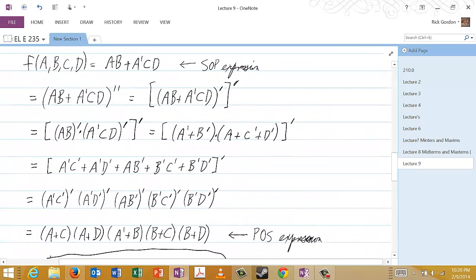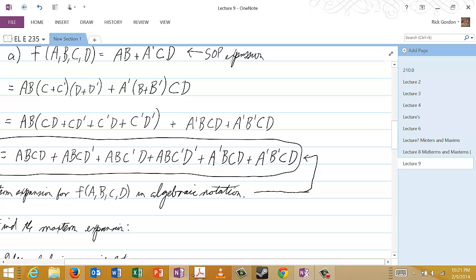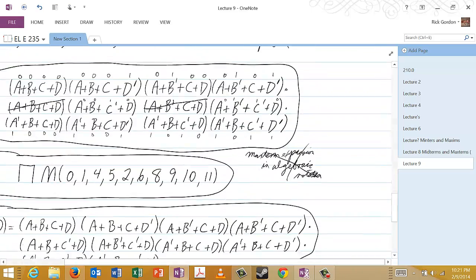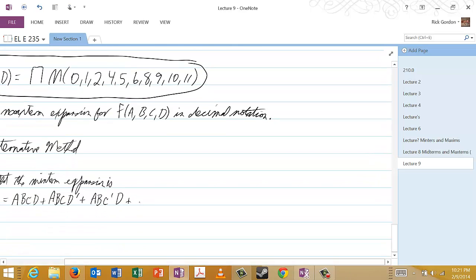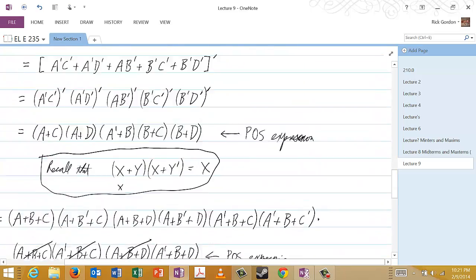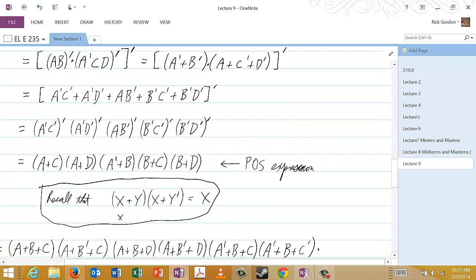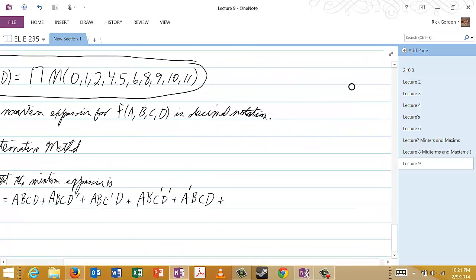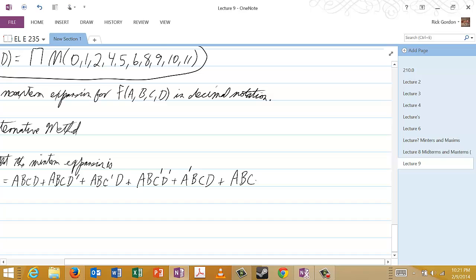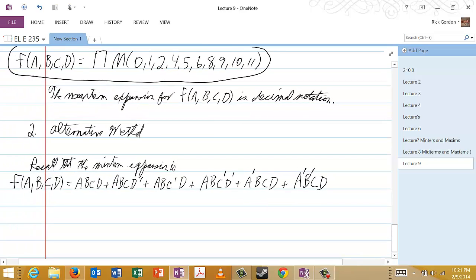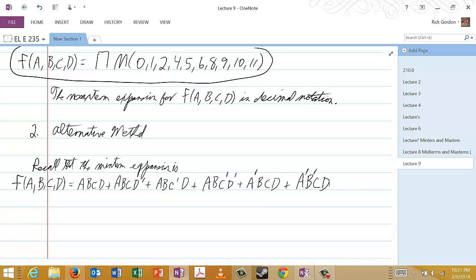Now to scroll back up and find the next two terms. The next two terms have C prime, D prime, and A prime. C, D, and A are the prime terms. And then the last one has both A and B primed. Now, that's the minterm expansion that we found for F.